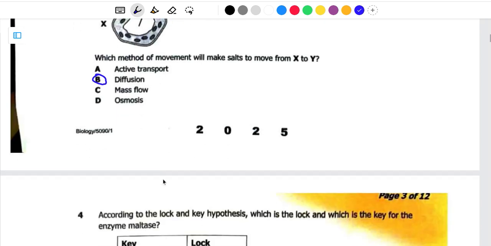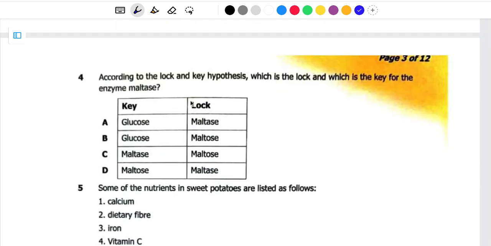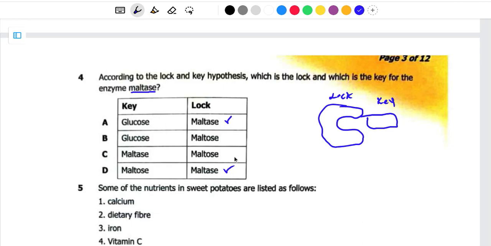Alright, so from there we have question 4, which is saying according to the lock and key hypothesis, which is the lock and which is the key for the enzyme maltase? So maltase is an enzyme. When it comes to an enzyme reaction, if this is an enzyme and this is a substrate, an enzyme is always a lock, then a substrate is always a key. So you have been provided with a lock here. In this case it can be A or it can be D. But you need to look at the substrate, which is the key.